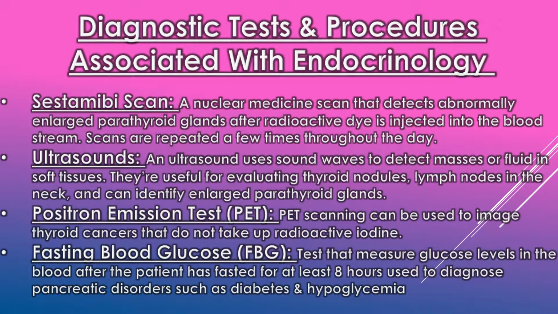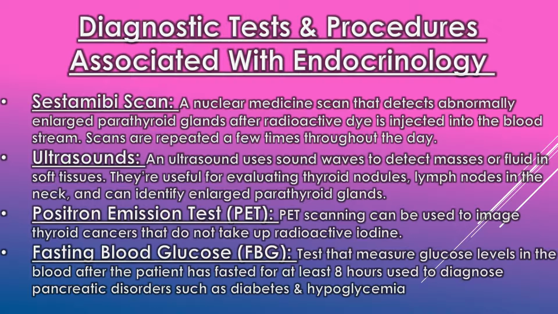Diagnostic tests and procedures associated with endocrinology. The first thing on our list is the sestamibi scan. The sestamibi scan is a nuclear medicine scan that detects abnormally enlarged parathyroid glands after radioactive dye is injected into the bloodstream. These scans are usually repeated a few times throughout the day for as long as the patient is in the hospital.